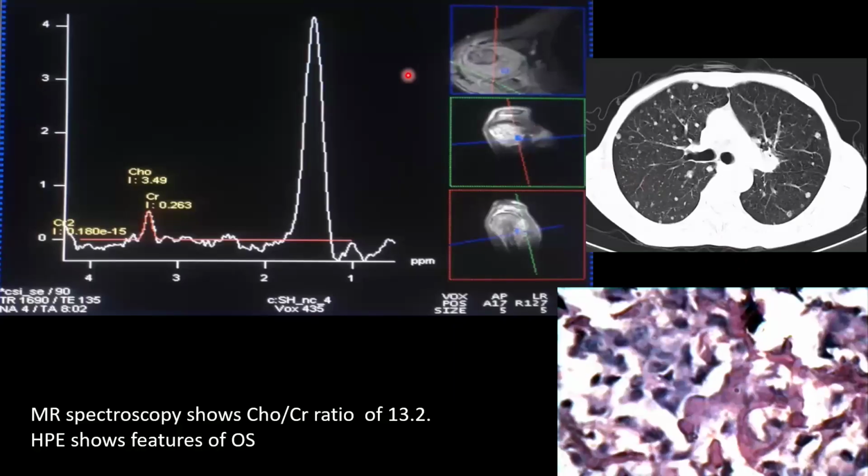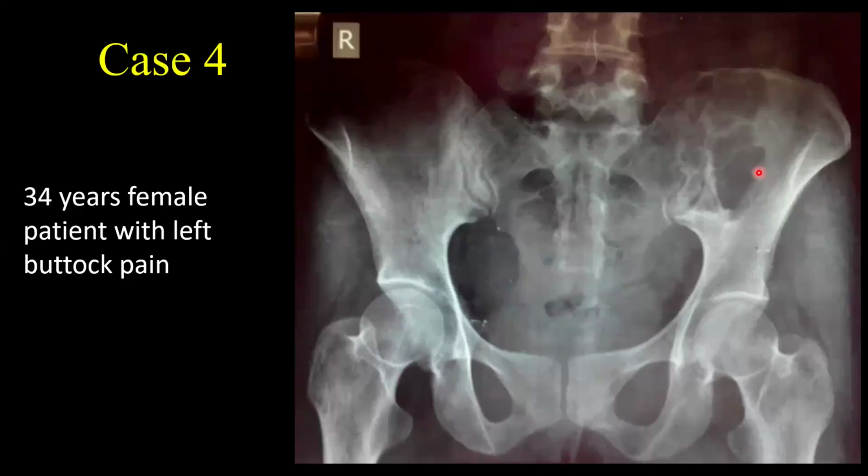And on spectroscopy here, a large lipid peak is there. It is assumed to be because of contamination from the fats. Here the choline peak is seen. We are able to measure the choline creatine ratio, 13.3, and we are getting multiple metastatic nodules in both lungs. So this is a case of osteosarcoma with metastasis.